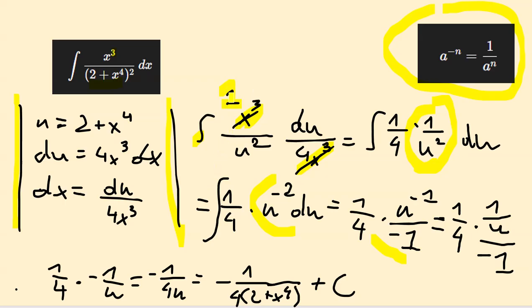And we need to write 1 over u squared, which we later, using this formula, write as u to the power of negative 2. So 1 over u squared equals u to the power of negative 2. This is important, this transformation. Because again, we use it to apply the power rule, right? We can apply the power rule later.